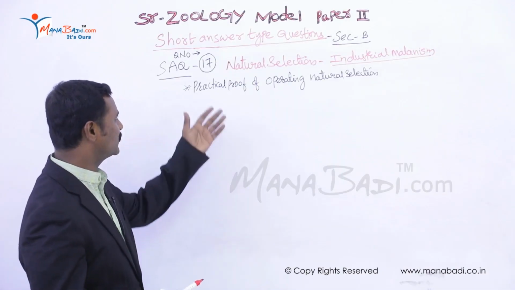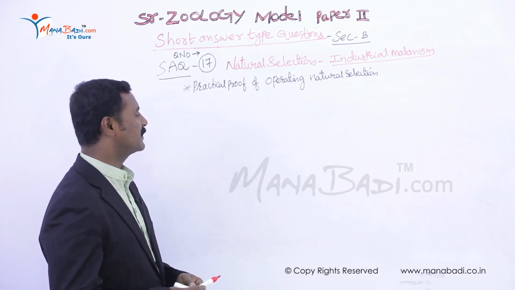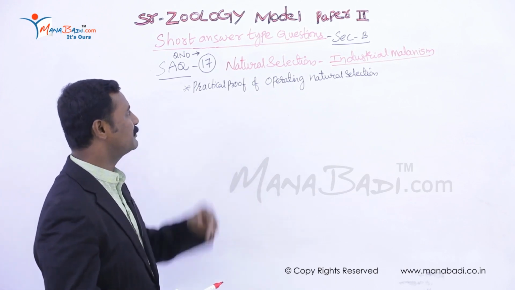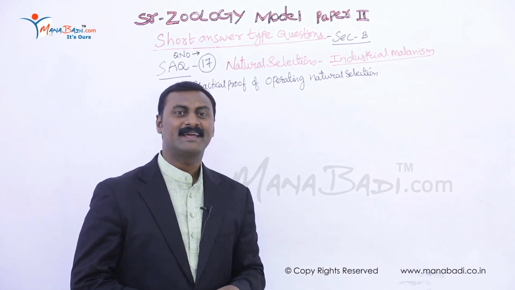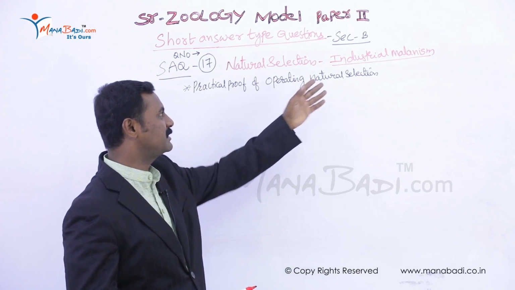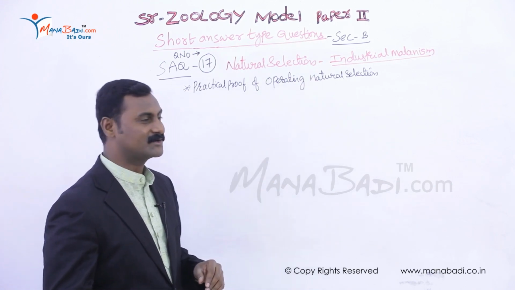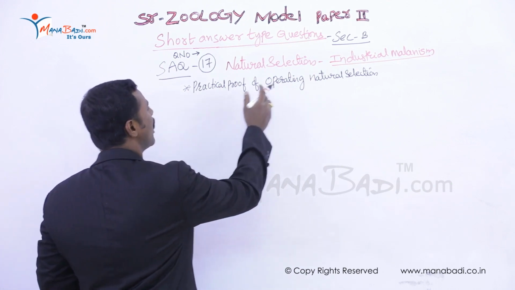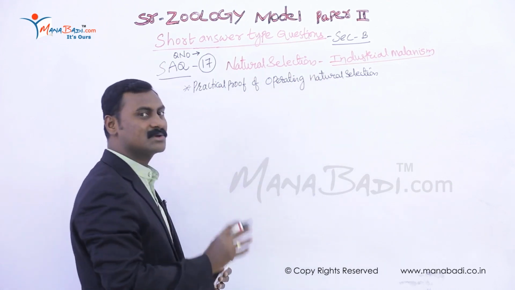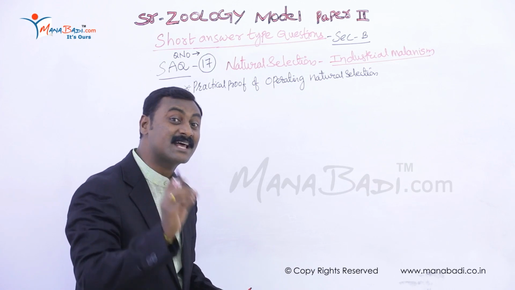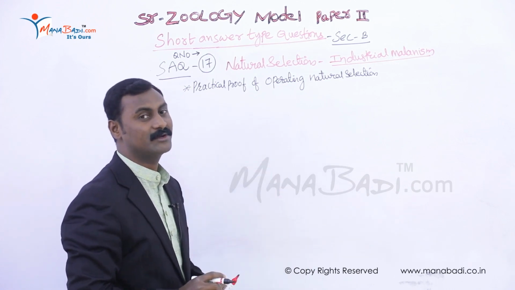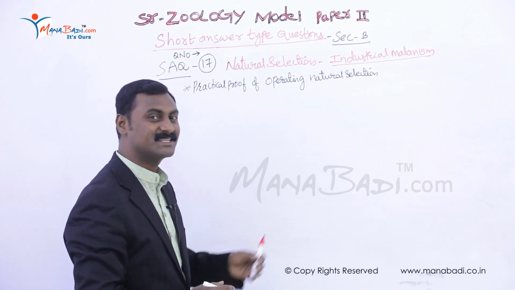Okay students, now we are going to discuss one of the important and very interesting questions, which is all about natural selection by industrial melanism. There is experimental proof for this particular question, so that's why it is very important. This is a practical proof of natural selection operating. How nature is important for the survival of animals, that is the point we are going to mainly focus on in this discussion.